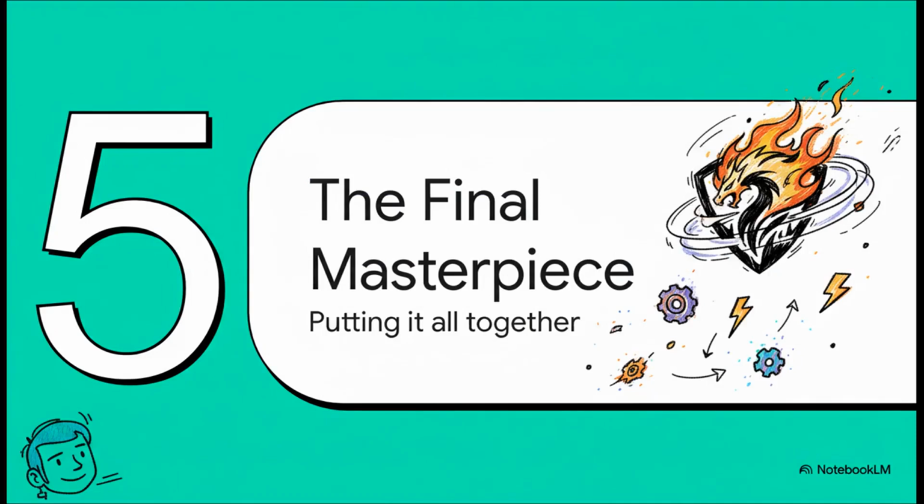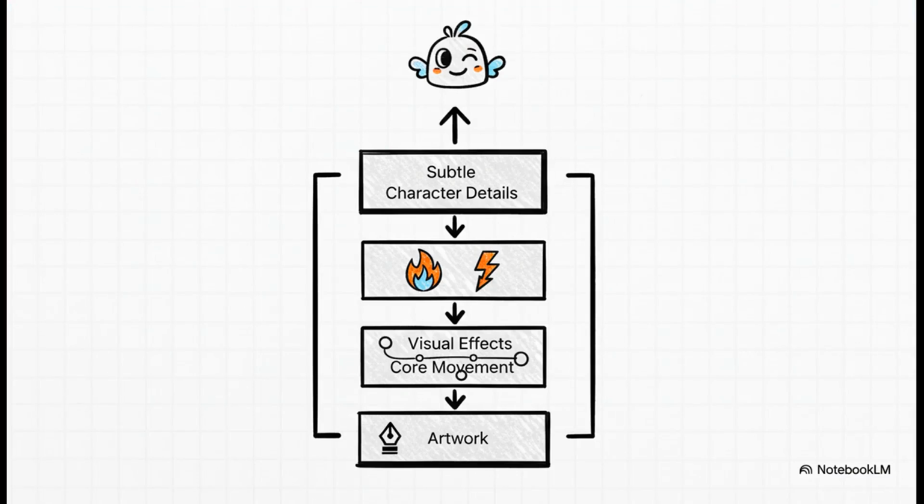So, after all that work, from the painstaking redrawing to the core animation, to layering on all those powerful effects, and then adding those tiny little character details, let's finally see how it all comes together. And there it is. The final result is a dead ringer for the original. It's just a perfect reminder that amazing, complex animation is really a process of layering.